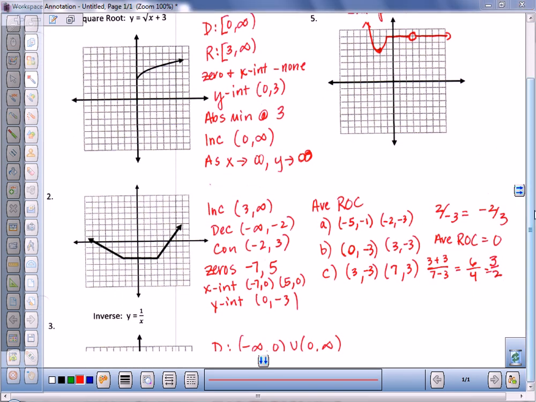Your direction said, give the intervals where the function to the right is increasing, decreasing, remains constant. State the zeros and the intercepts of the function. Find the average rate of change from x equals -5 to x equals -2, over the interval from 0 to 3, and from x equals 3 to x equals 7. So this is the exact graph.